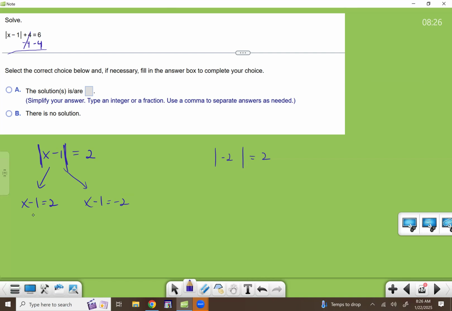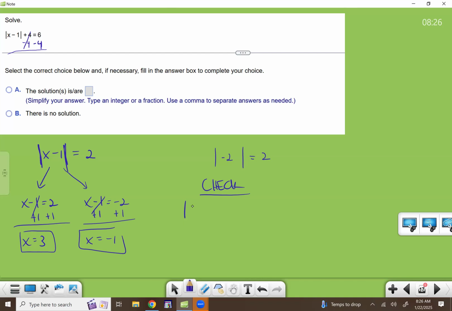And from there, you're just going to solve like you normally would by doing opposites, right? So we're going to add 1 to both sides. So 2 plus 1 is 3. And then we're going to add 1 to both sides. And so negative 2 plus 1 is negative 1. So both of these values will work when substituted back in. That's the answer, but maybe just this once we'll check it so you can see why we did two cases.